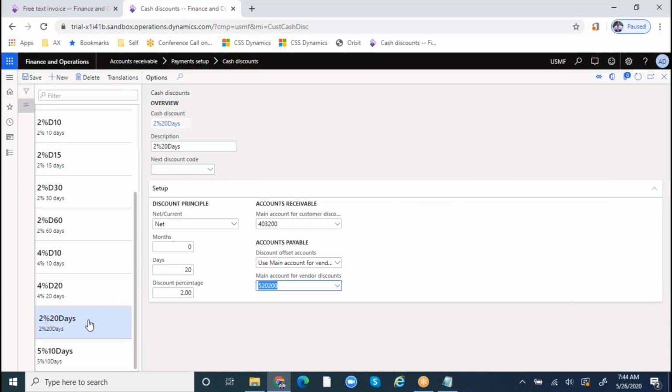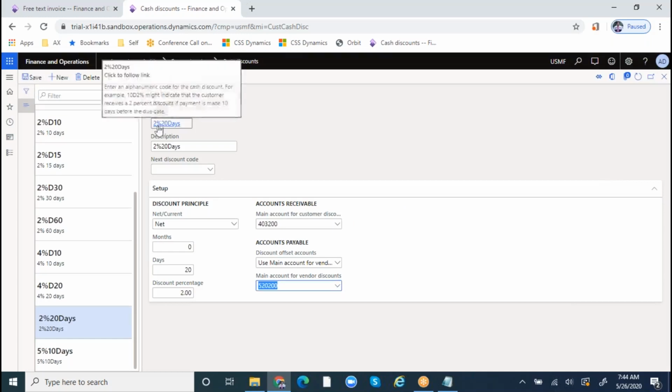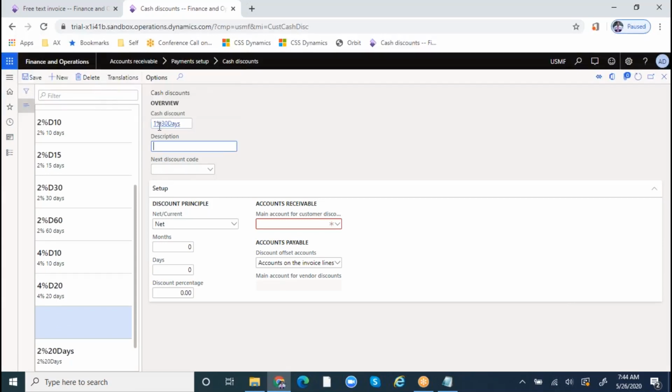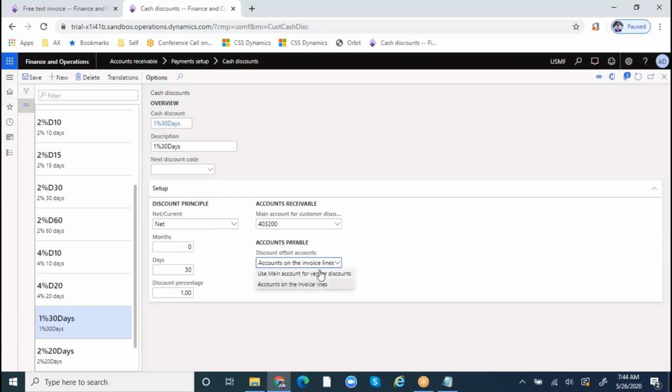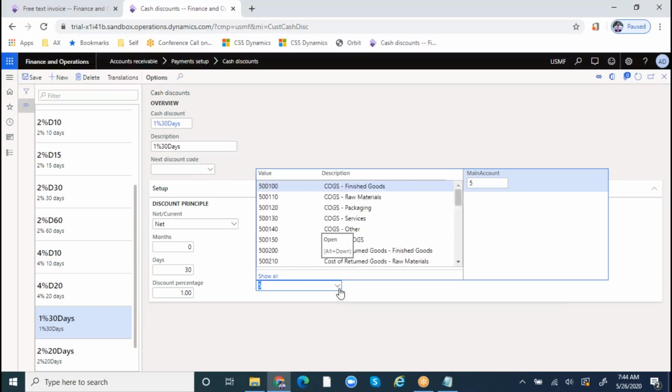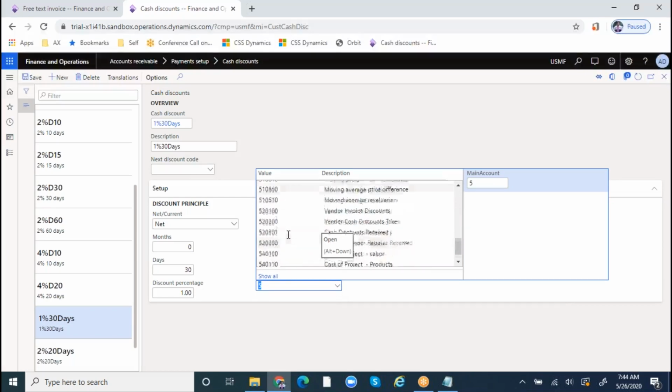Okay, next I'm creating another discount, 1% 30 days. 30 days 1%. Again 520200.